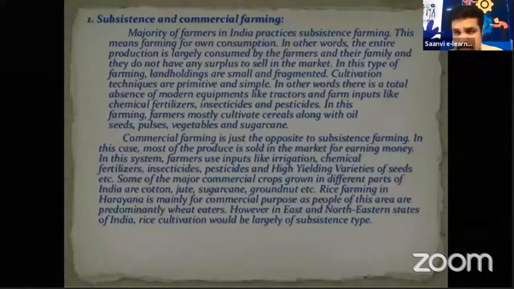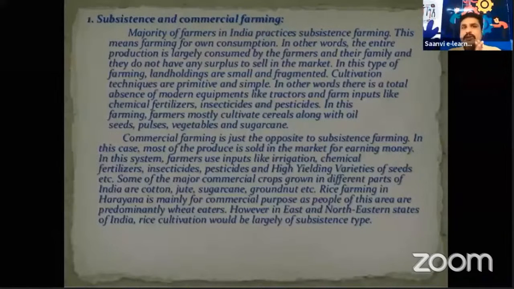So this part is very important, students. Subsistence and commercial farming. Subsistence, I have told you in the beginning. Subsistence in the sense the farmers cultivate for their own use, and in this subsistence farming they are not using any sort of artificial fertilizers or pesticides or any equipment. So generally we call it subsistence farming. When it comes to commercial farming, it's a business, they concentrate on market values. They use all types of inputs.